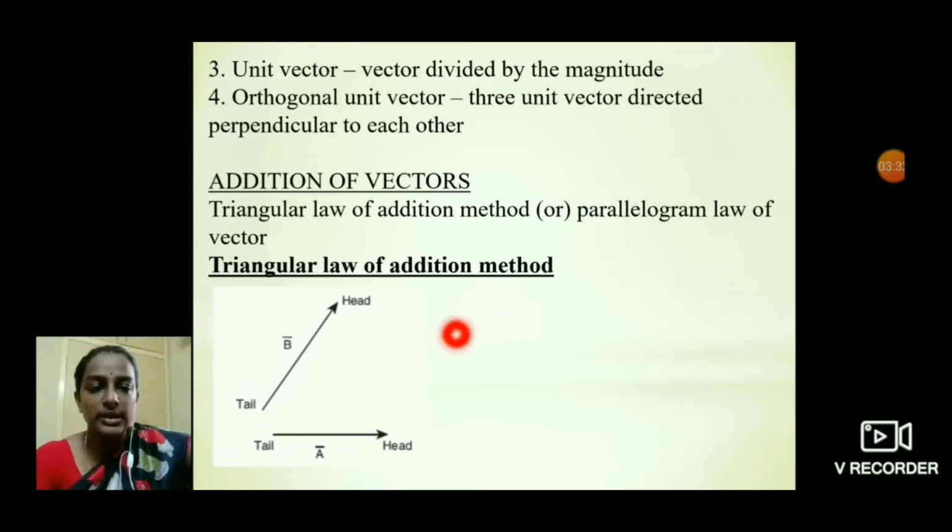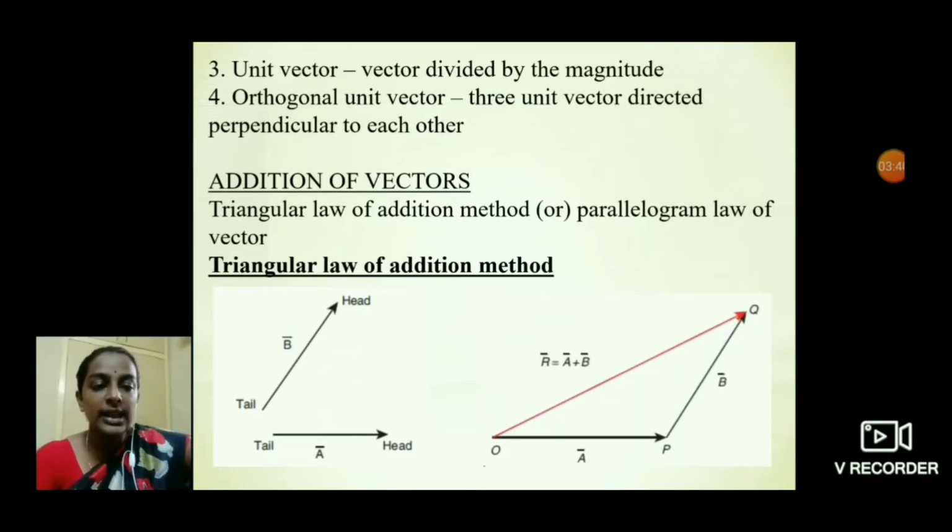Let us take two vectors B and A. This is the tail and this is the head. Likewise, A also has a tail and a head. When they get added, the tail of B is joined with the head of A, and this line is joined to get the resultant R. So when we join this red color line, we get R is equal to A plus B. R is the resultant. So to add, we joined A and B. We obtain the resultant vector as R is equal to A plus B.